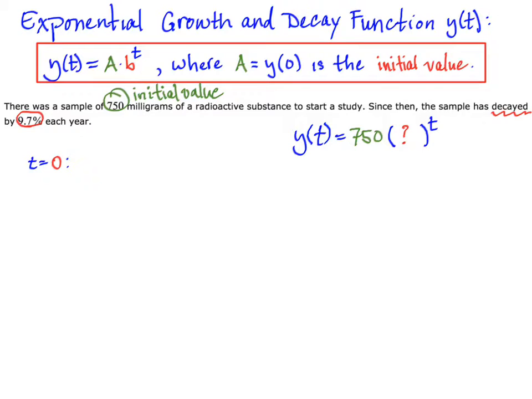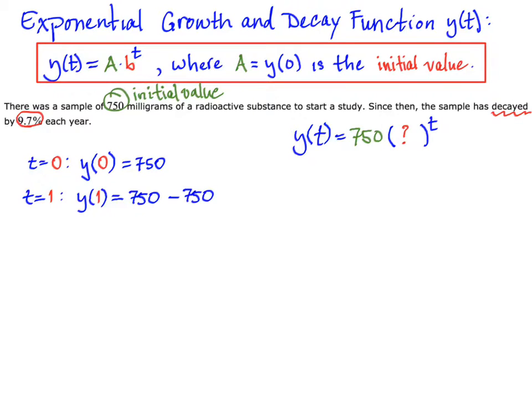So we said that when t is equal to 0, so no time has passed, we're starting with 750 milligrams. So we know y of 0 is 750. So how much are we going to have a year later? So when t is equal to 1, y of 1 is going to be the amount we had previously, so the amount we started with, which was 750, minus 9.7% of that amount, right?